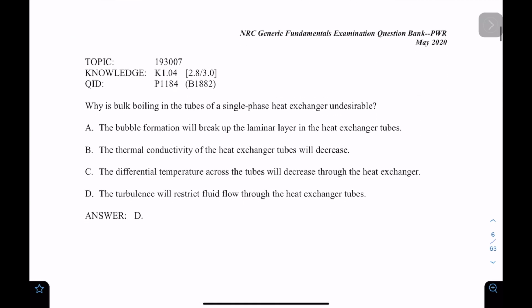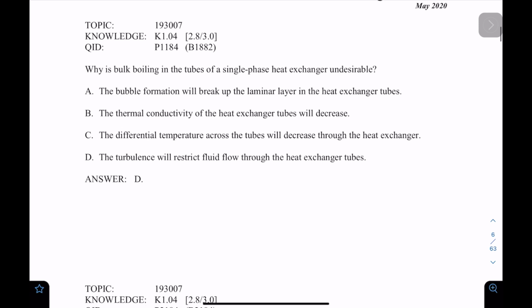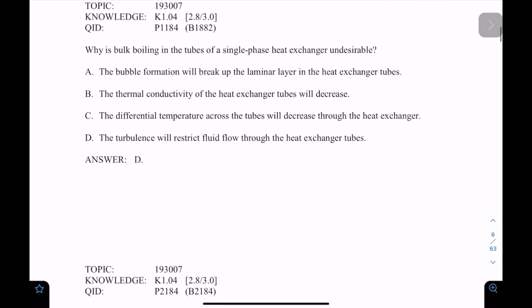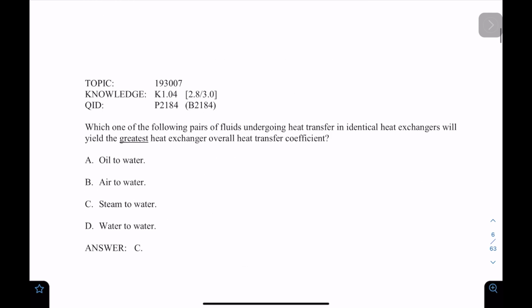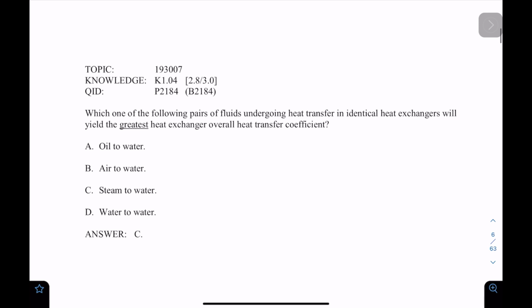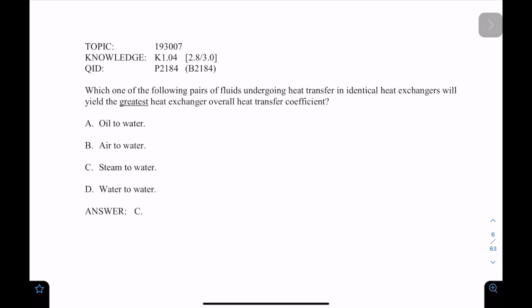Okay, now let's take a look at the next one. Why is pool boiling in the tubes of a single-phase heat exchanger not applicable? Because the turbulence will restrict flow through the heat exchanger tubes, right? So, I mean, there are questions that are not going to come out, which is good. Now, this question, I think this one is going to be interesting.